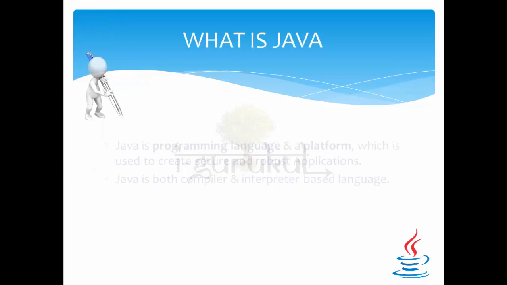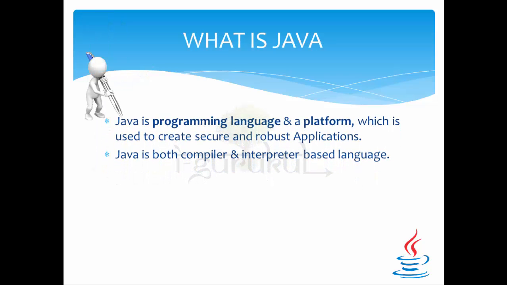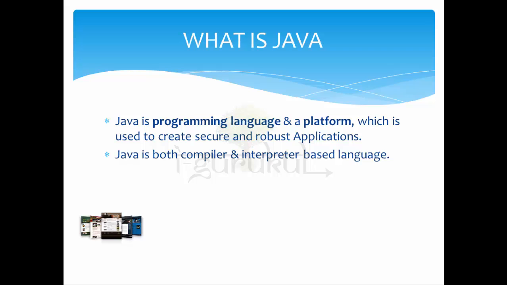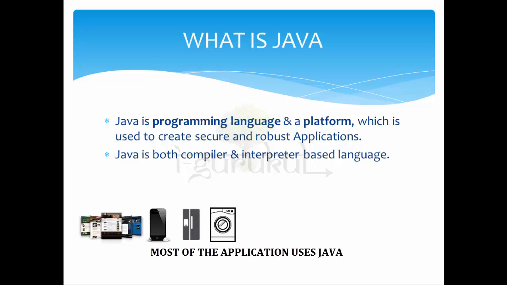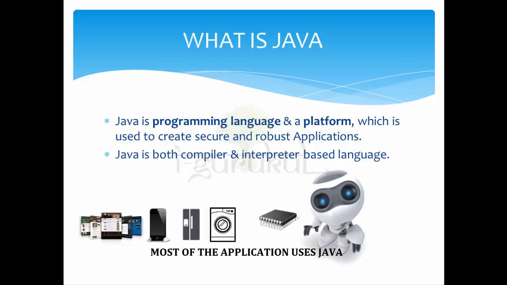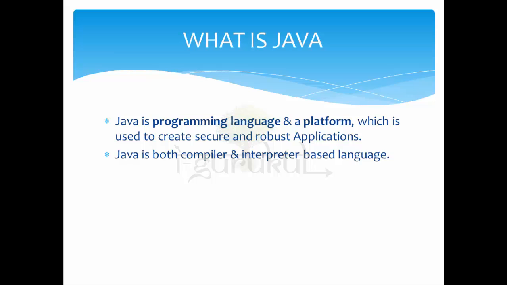Java is a programming language and a platform which is used to create a lot of applications and websites. Nowadays, you can find Java everywhere, from your desktop applications to your server-based applications, from your mobile phones to your refrigerator or washing machine. From embedded systems to robotics, Java is used everywhere. And Java is both a compiler and an interpreter based language. I will tell you about this later in this tutorial.